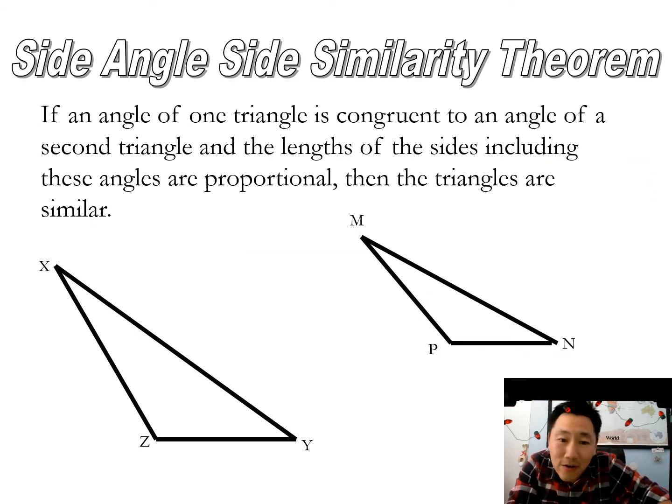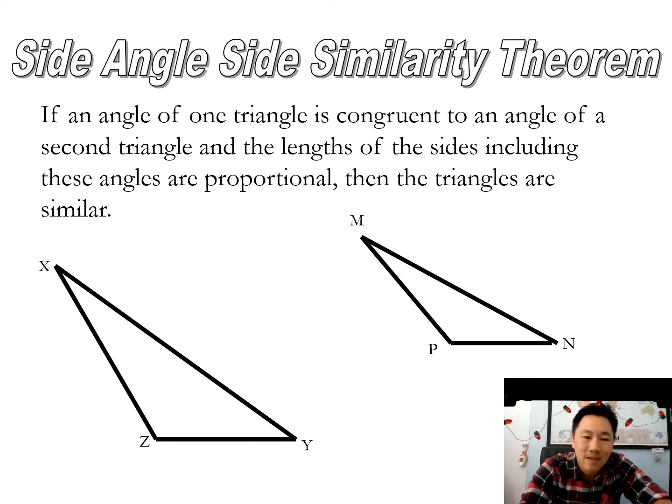And then our third and final similarity theorem for the day, side, angle, side. If an angle of one triangle is congruent to an angle of a second triangle, and the lengths of the sides, including these angles, are proportional, then the triangles are similar. Oh my gosh, what does that mean?